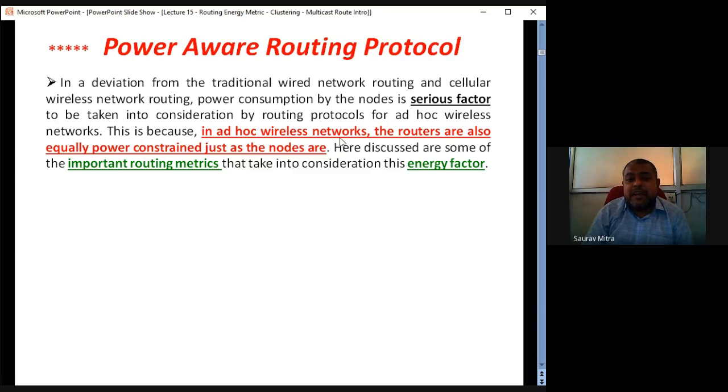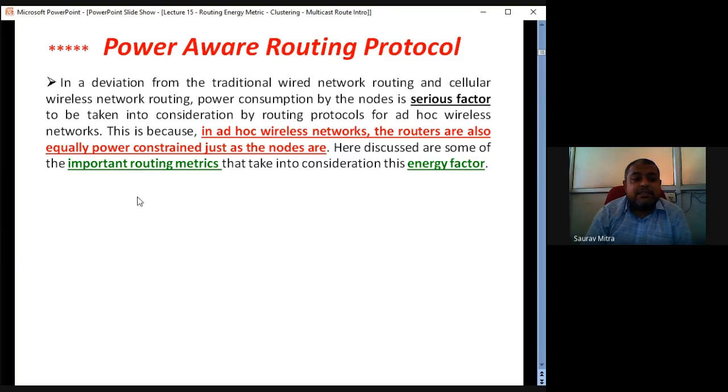This is because in ad hoc wireless network, the routers are also equally power constrained just as the nodes. So the sender node, receiver node, and whatever nodes are intermediate to sender and receiver might be called repeater nodes, routing nodes, and so on. All the nodes have a very constrained power source. The power is not given there forever. So you cannot use as much power as you like. Every node is power constrained.